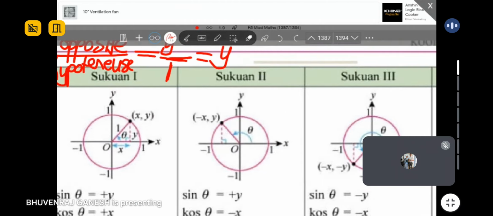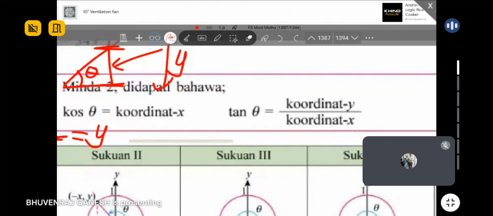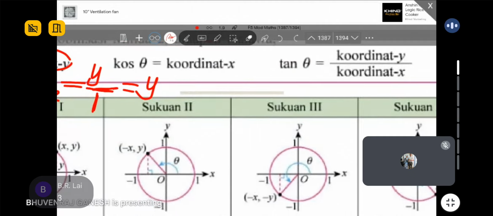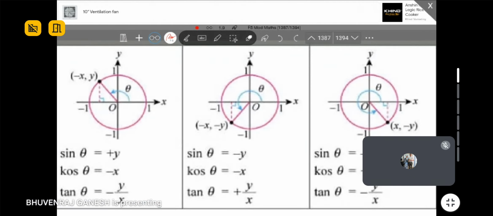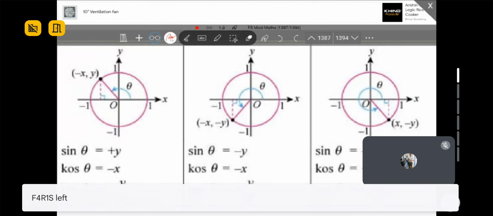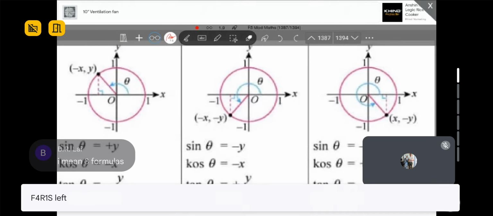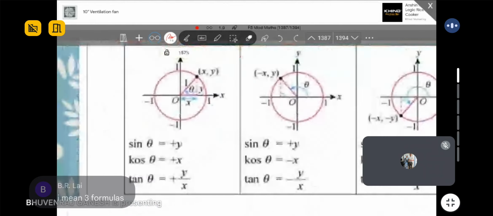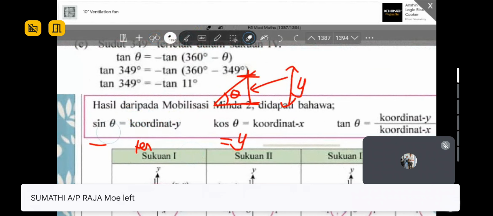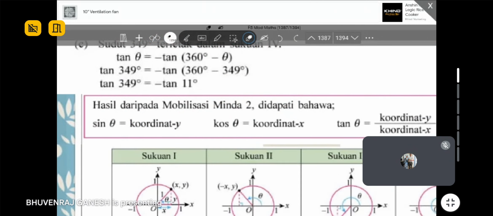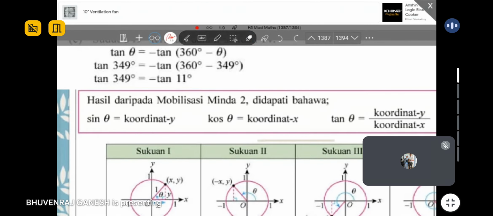I want to see formula. Which one? This one? Quadrant 3. Oh, 3 formulas. 3 formulas. This one lah. These the 3 formulas. Okay. So based on what I explained just now.